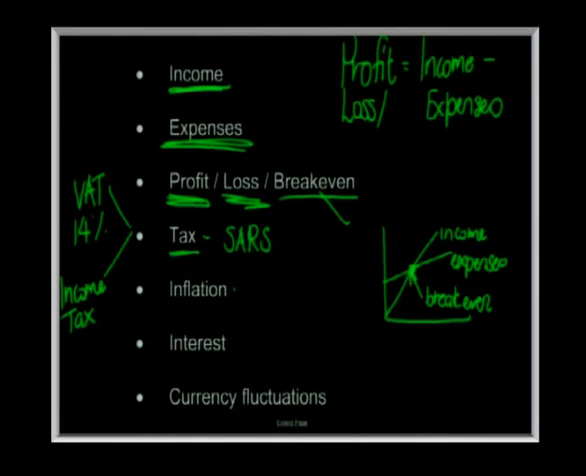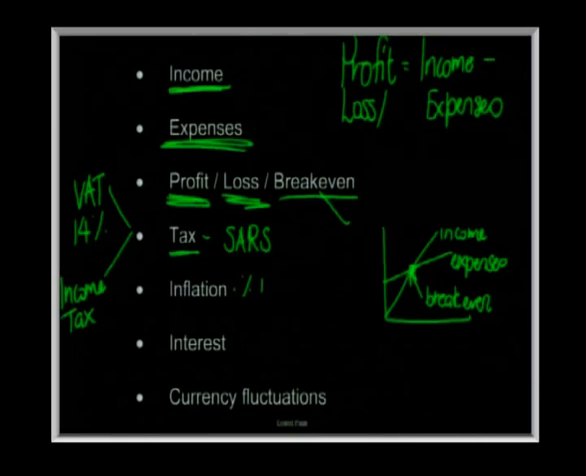Inflation is the percentage increase from one month or one year to the next when goods are increasing in value. So it's a percentage increase. And that percentage increase is usually referred to as the inflation rate.